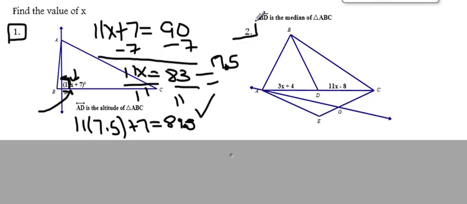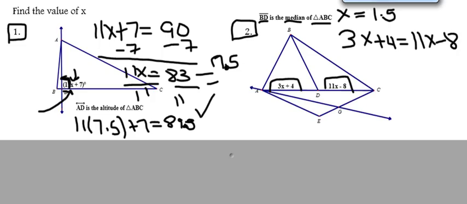All right, I want you to try number 2 on your own. BD is the median of triangle ABC. So go back up to your definition of a median, and what would you mark on your picture? After you've marked that on your picture, solve for x to figure out that each side is congruent. Okay, if you got x is equal to 1.5, go ahead and move on. If not, stick around and let's see what you did.